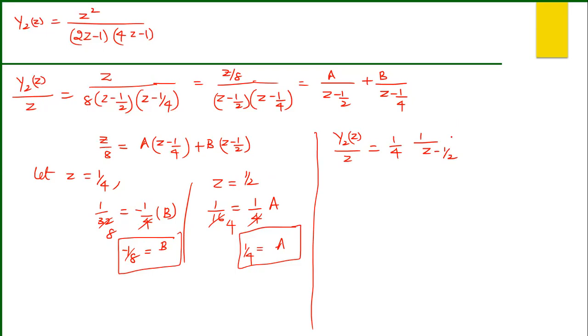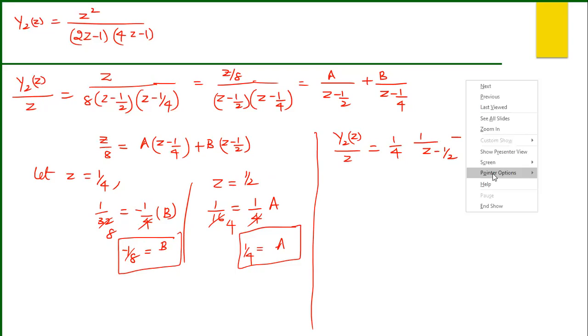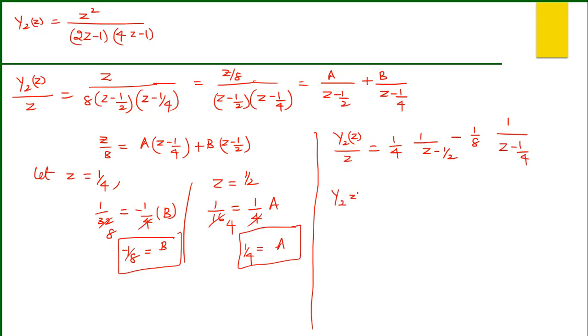y2 of z by z is equal to a value, 1 by 4 into 1 by z minus 1 by 2, minus 1 by 8 into 1 divided by z minus 1 by 4. Now send this z outside, that side. So y2 of z is equal to 1 by 4 into z by z minus 1 by 2 minus 1 by 8 into z by z minus 1 by 4.